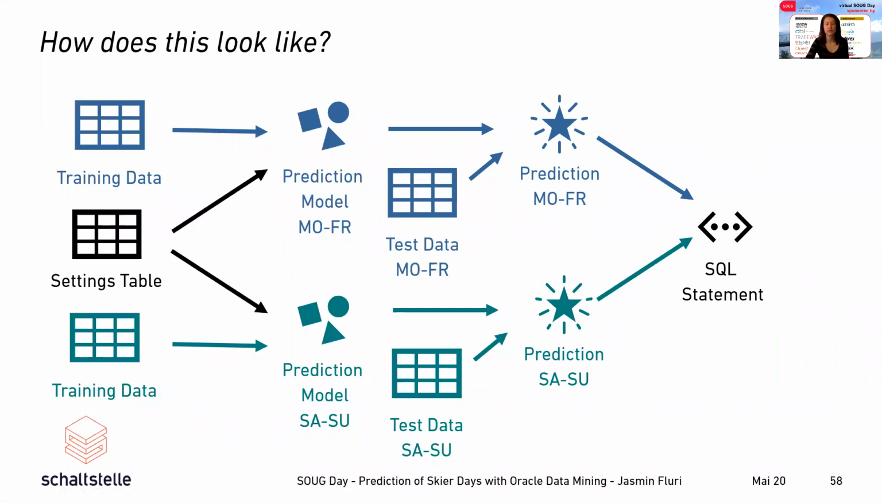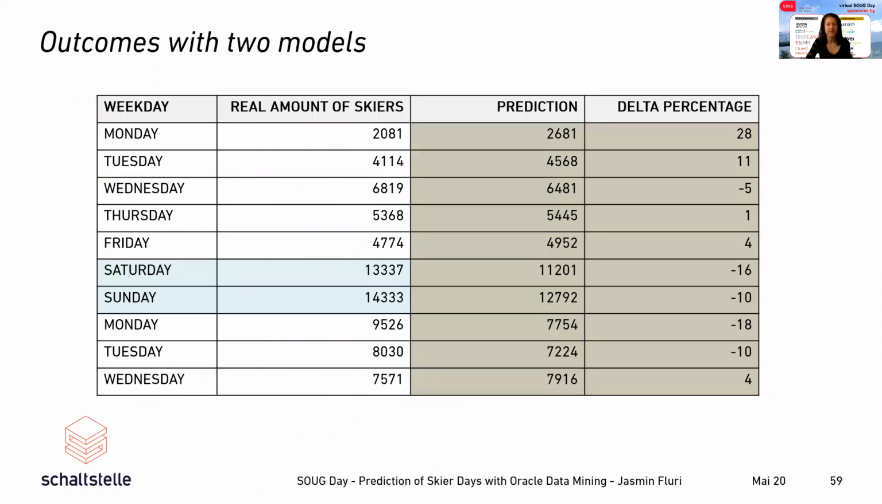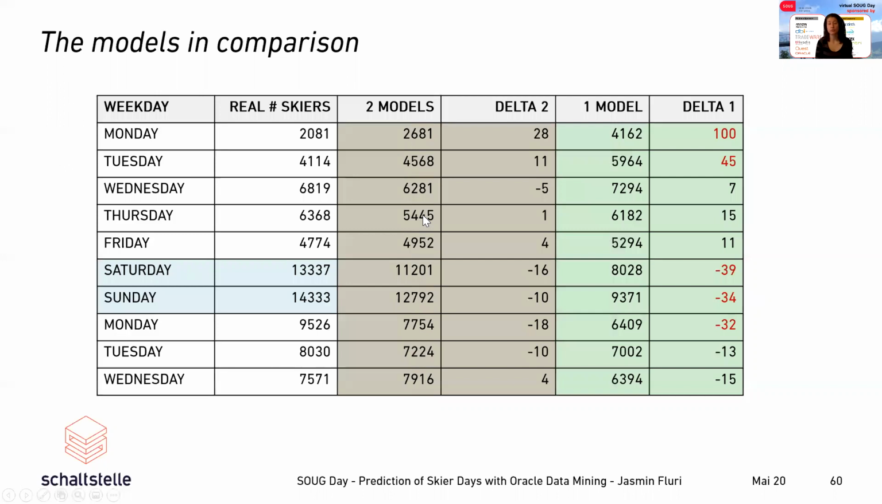Let's have a look at the results that we got with the two models. With the two models, we never had a deviation in the delta percentage that was larger than 30%. As you can see here, there are no more red numbers, which means all the percentages are under 30% deviation. The difference in the predictions is also improved. When we compare the two prediction sets directly, we see that the numbers improved significantly from the first to the second approach with the two models.